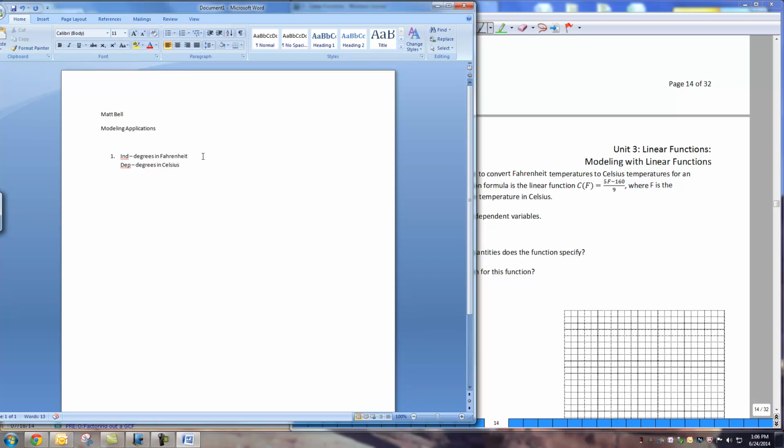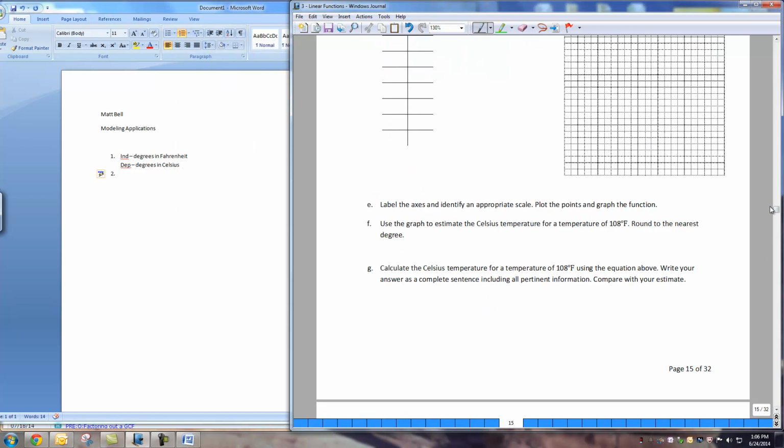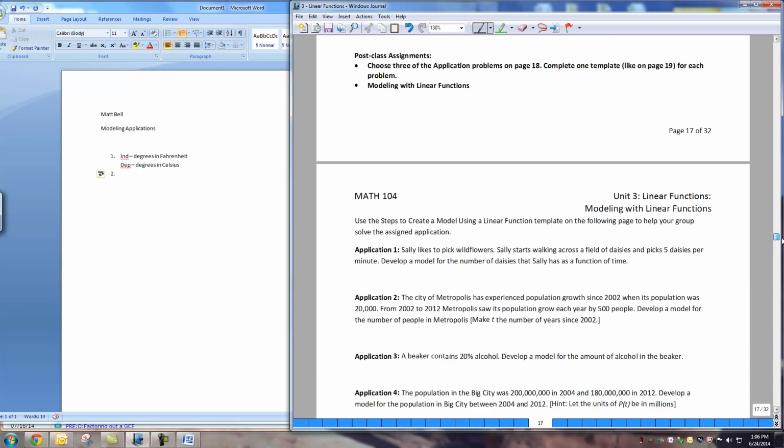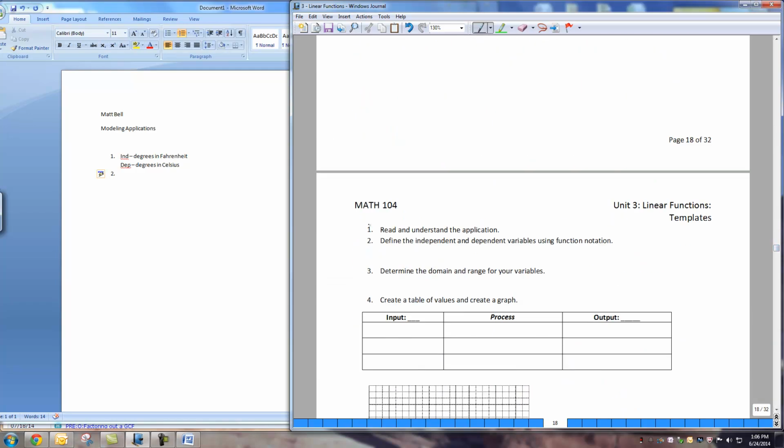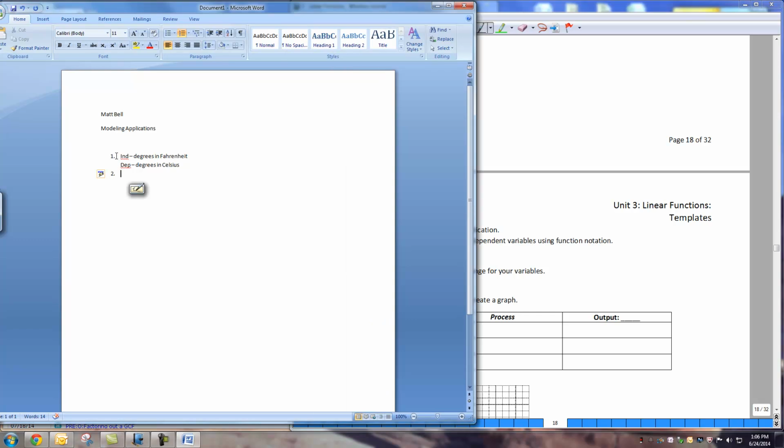Alright. So now question 2. So answering the questions on your template. Number 1 says read and understand the application, which we already did, so this needs to be question number 2.